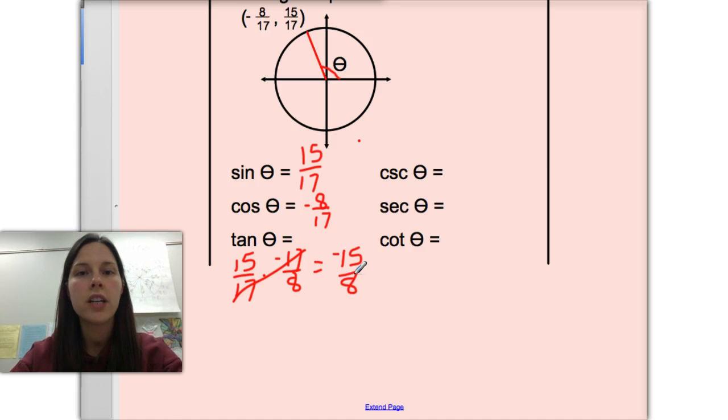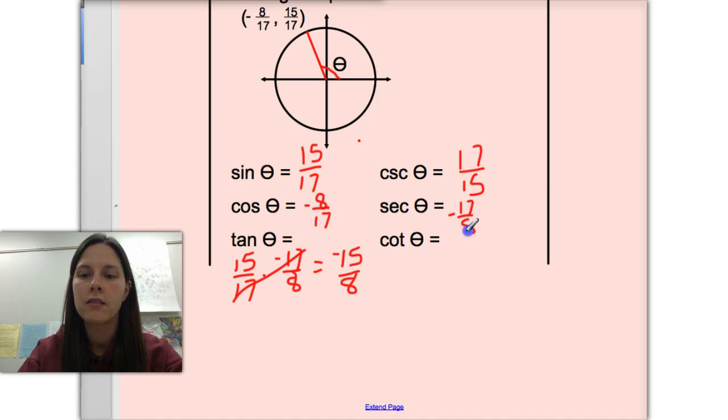And our additional 3 are the reciprocal of the initial 3. So cosecant is 17/15. Secant is -17/8. And cotangent is -8/15.